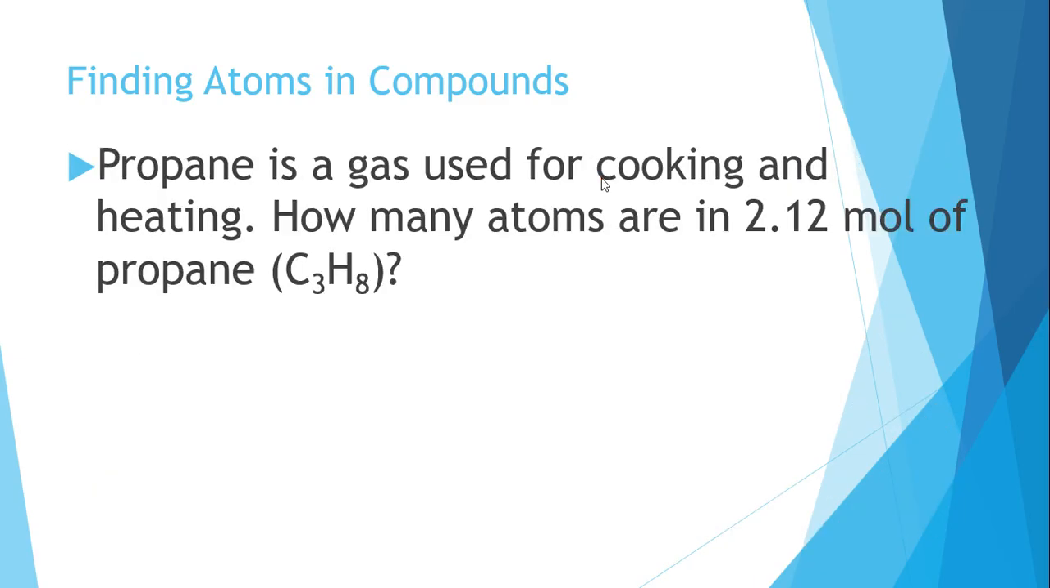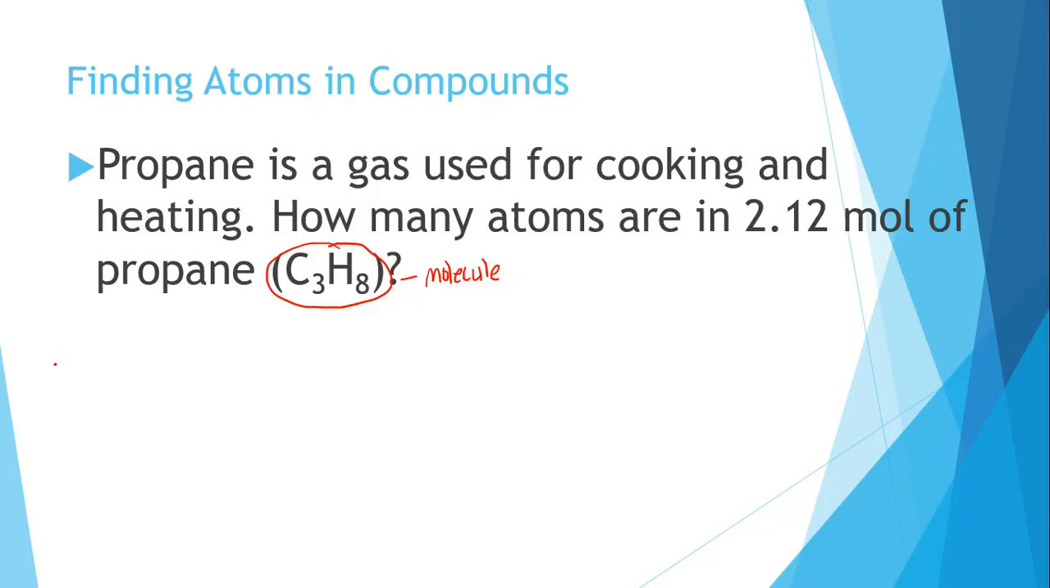In fact, let's kind of look at an example to give us a better idea. Here it says propane is a gas used for cooking and heating. How many atoms are in 2.12 moles of propane? First thing you should know is that this is not a single element by itself, so it can't go with atoms. This is actually a molecular compound, so it's a molecule. That's because carbon and hydrogen are both nonmetals. So we know we'll have that extra step.